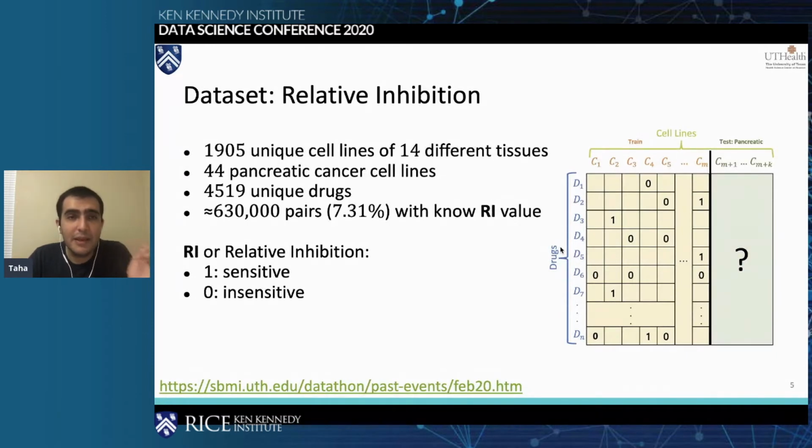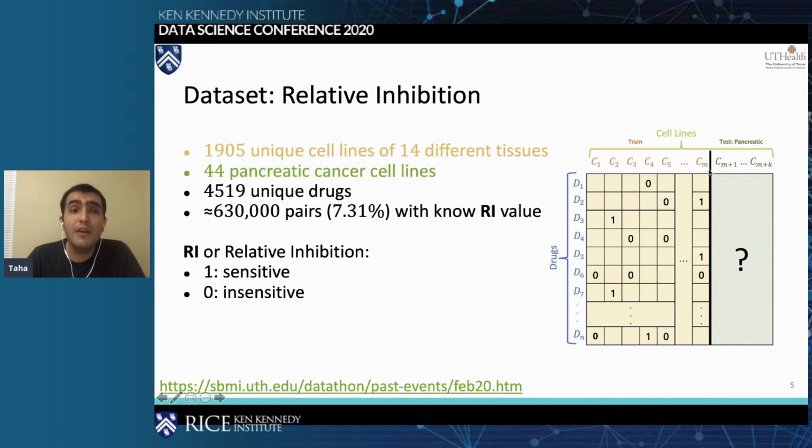Our dataset has 3 main parts, and it is provided by the Second Healthcare Datathon from the School of Biomedical Informatics at UTHealth. The first part is the relative inhibition of drugs on cell lines. There are roughly 1,900 unique cell lines of 14 different tissues. Also, we have 44 pancreatic cancer cell lines whose sensitive drugs we know, but we use them as ground truth for the performance of our method, which we will explain later.